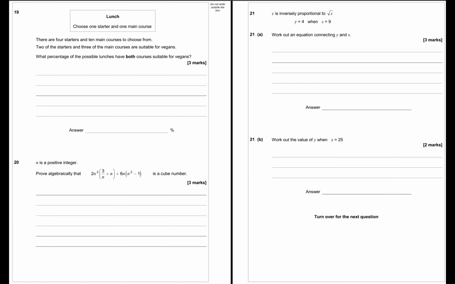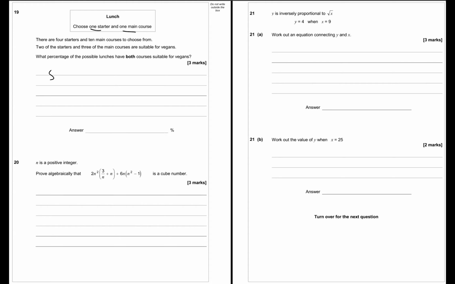19. There are 4 starters and 10 main courses to choose from. 2 of the starters and 3 of the main courses are suitable for vegans. What percentage of the possible lunches have both courses suitable for vegans? Okay, so lunch is you choose 1 starter and 1 main course.